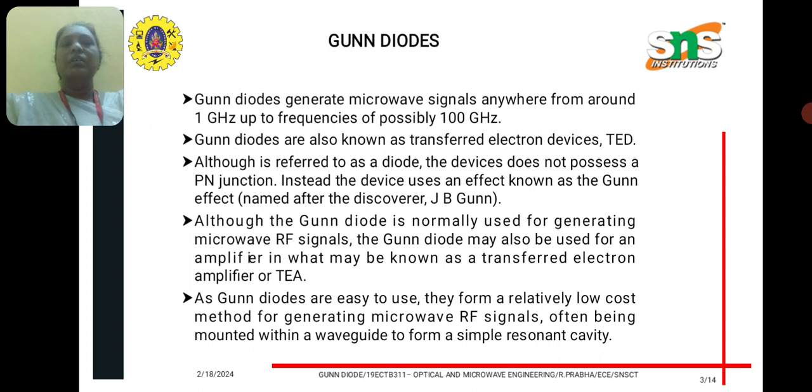Gunn. Although the Gunn diode is normally used for generating RF microwave signals, it is also used as an amplifier in what is known as a transferred electron amplifier, or TEA. Gunn diodes are easy to use, and they form a relatively low cost method of generating microwave RF signals, and they are often mounted within a waveguide to form a simple resonant cavity.